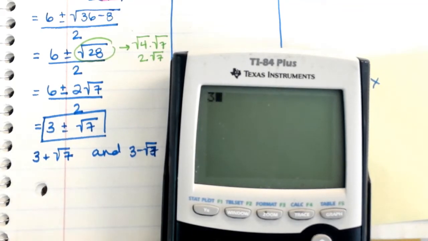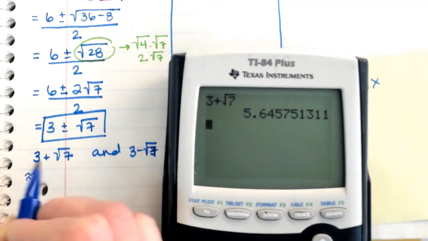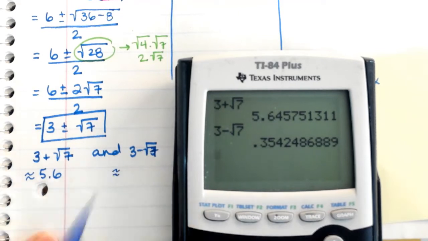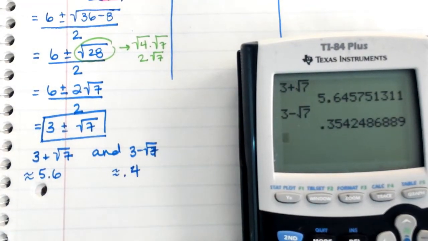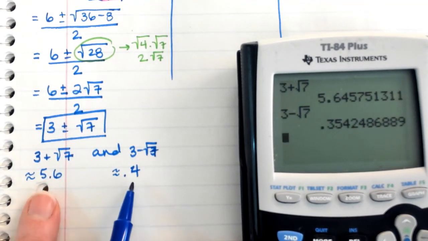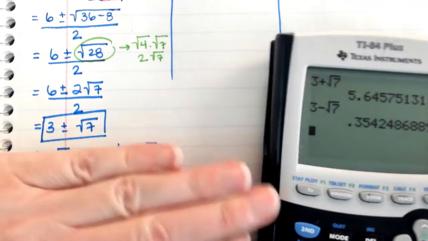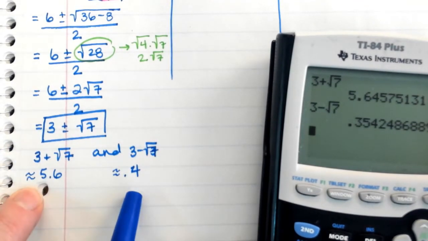So if I do 3 plus root 7, that's going to give me approximately 5.6. And if I do 3 minus root 7, that's going to give me approximately 0.4. So we're going to look at this graph now, and we're going to see that it crosses the x-axis in 2 places, at about 5.6 and at about 0.4. But once again, for the test, since you won't have a calculator, you could just leave your answer here, but visually I want you to see why these are the solutions.